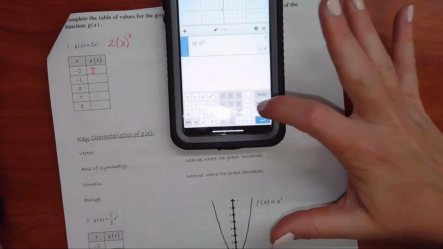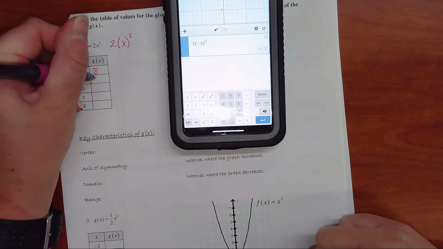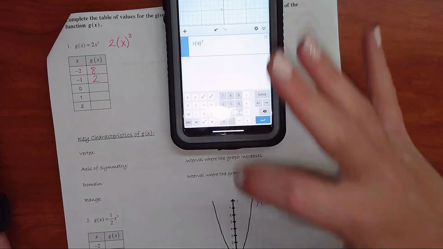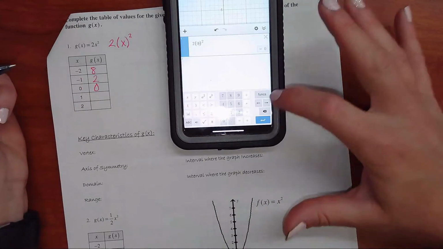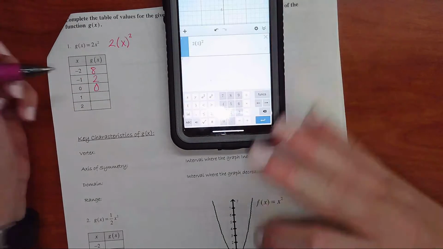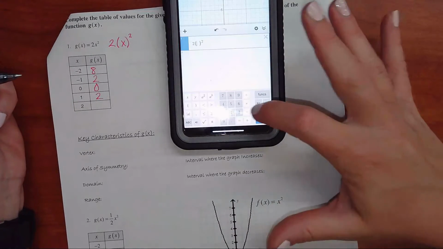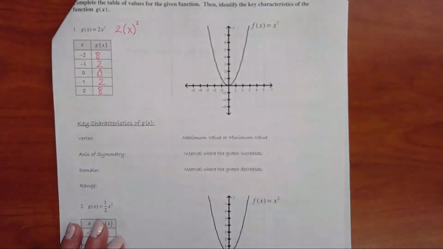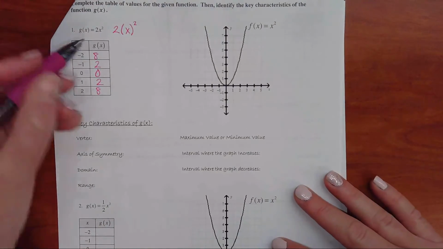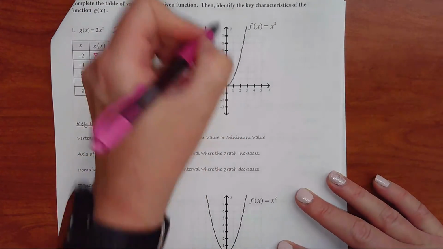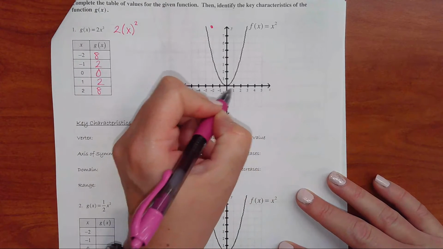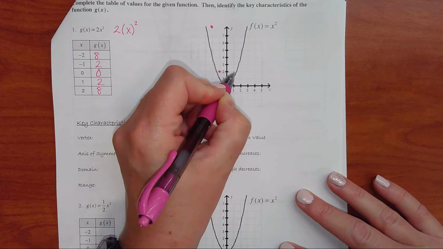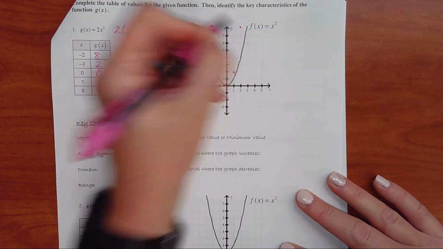And then instead of a negative 2, I plug in a negative 1, and I get a 2. Instead of negative 1, I plug in a 0, and I get 0. And instead of a 0, I want a 1. And instead of a 1, I want a 2. And as you can see, it's symmetric. They do repeat themselves. So let's graph this and see what this looks like. Negative 2, 8. Negative 1, 2. 0, 0. 1, 2. And then 2, 8.